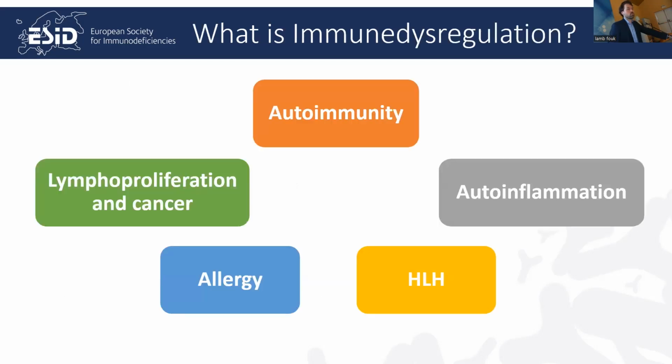So what do we put under the large umbrella of immune dysregulation, which will be better explained by Isabel soon? We put there autoimmunity, we put there autoinflammation, we put there HLH, we put there allergy, but we also put there lymphoproliferation and some kinds of cancer.